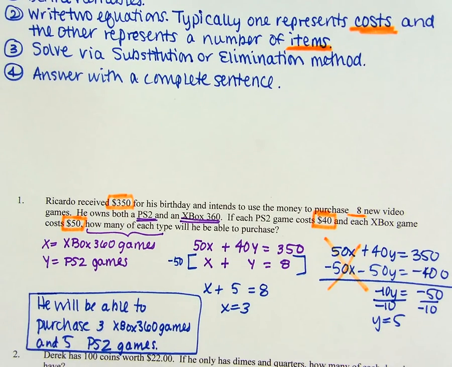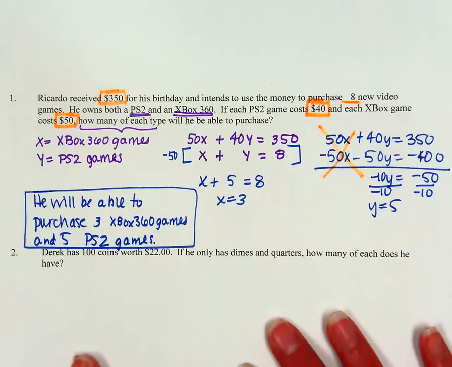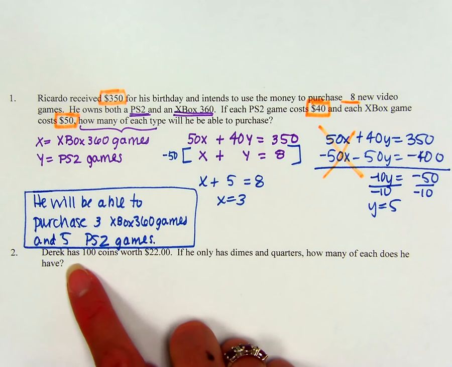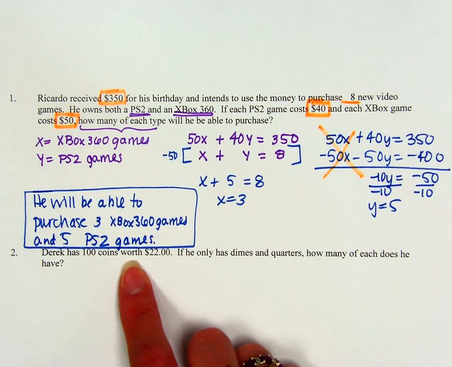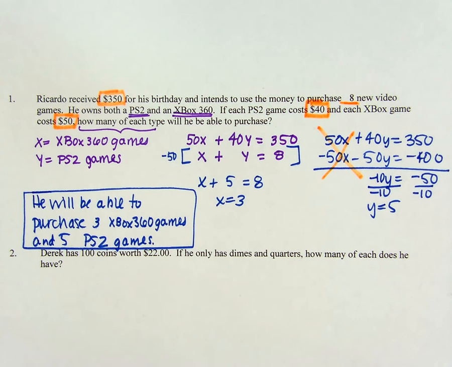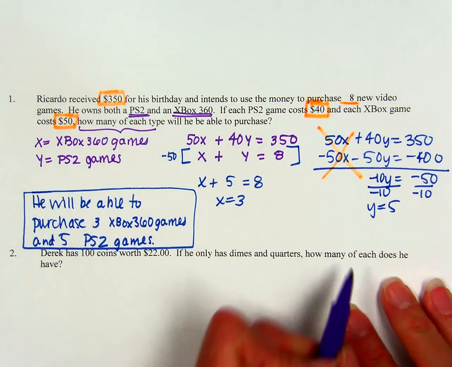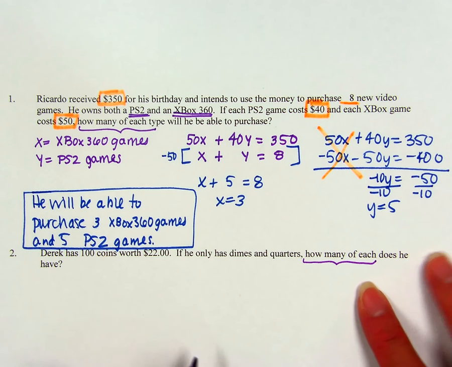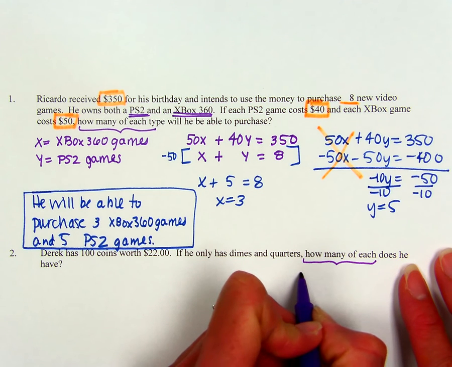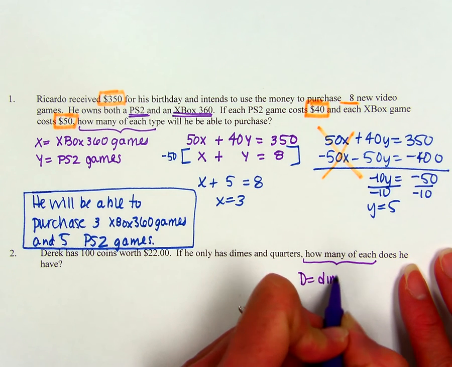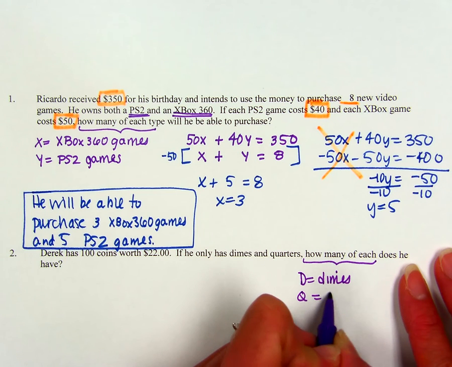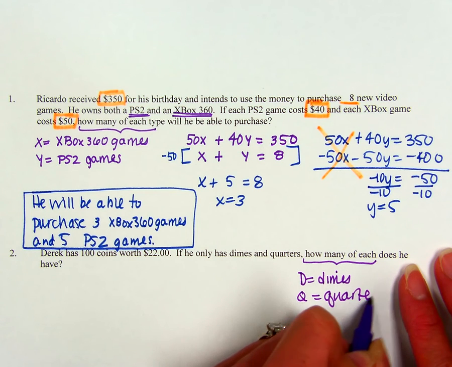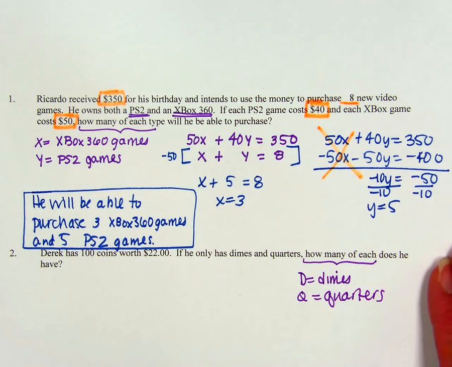All right, so we're going to continue doing these word problems. Derek has 100 coins worth $22. If he only has dimes and quarters, how many of each, this is your question, does he have? Well, what are the things we're trying to find? How many dimes and how many quarters? So we're going to let D equal dimes and Q equal quarters.